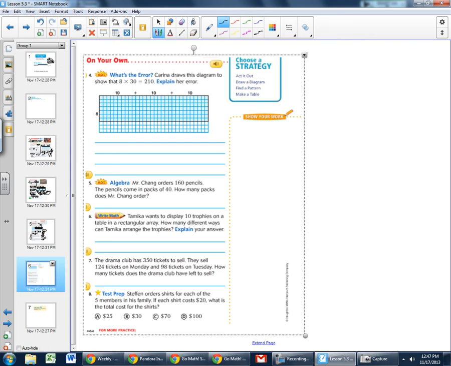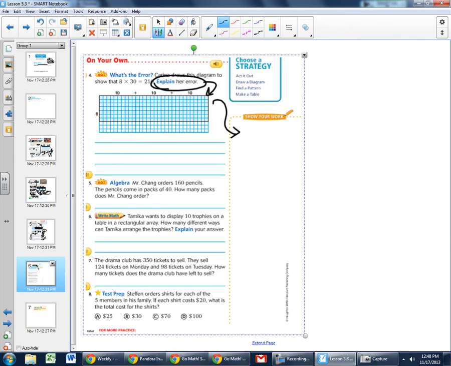Your next page, 194, is on your own. You're going to look at the factors. You're going to explain his error. So you know that this is wrong. Look for why it would be wrong and explain on the lines what they should have done. You can show your work on how to correctly do it, to compare to it, and write your explanation. Number 5, 6, 7 are all story problems that you will have to fill in and explain. And number 8 is your test prep.